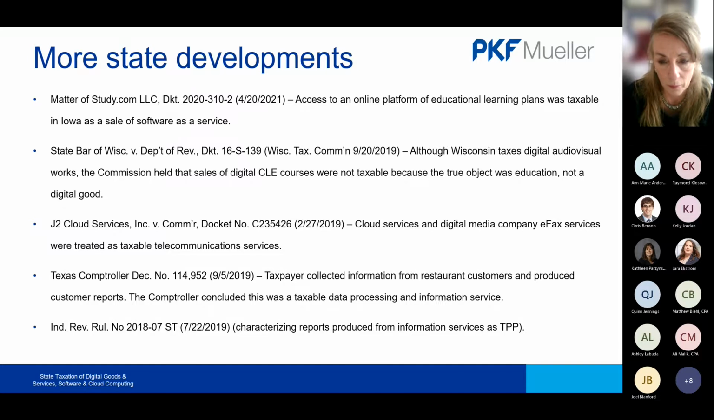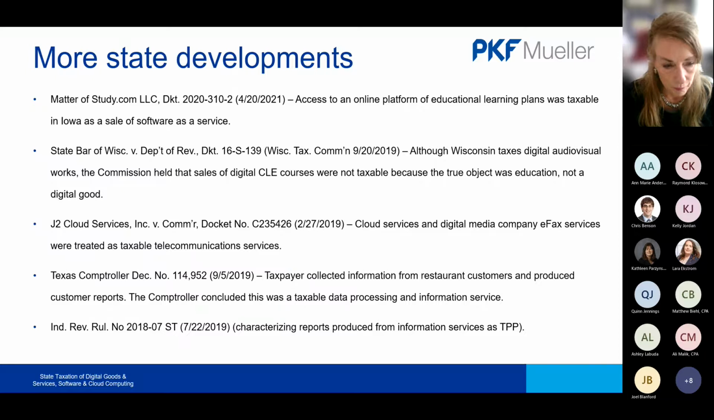And the cloud services and digital media companies, EFAC services, were treated as taxable telecommunication services. So that's something also to be aware of. With Texas, a taxpayer collected information from restaurant customers and produced customer reports. They basically concluded that since they're pulling customer reports, creating a digital product per se, that is a taxable data processing and information service. So they have deemed that taxable, even though they're kind of just looking at some information.